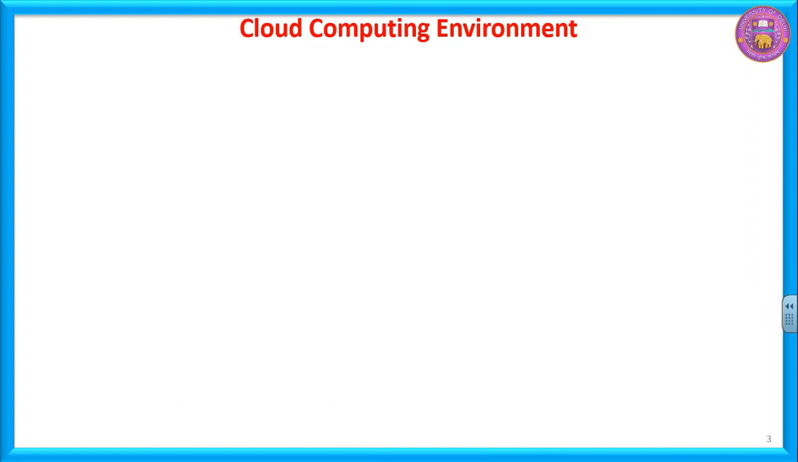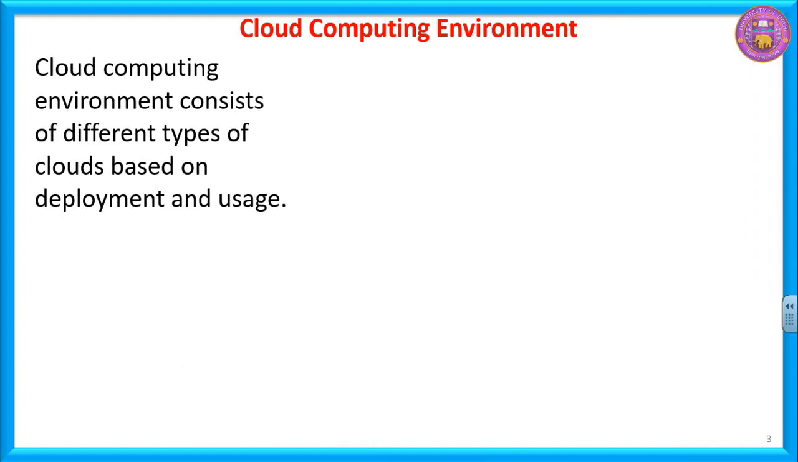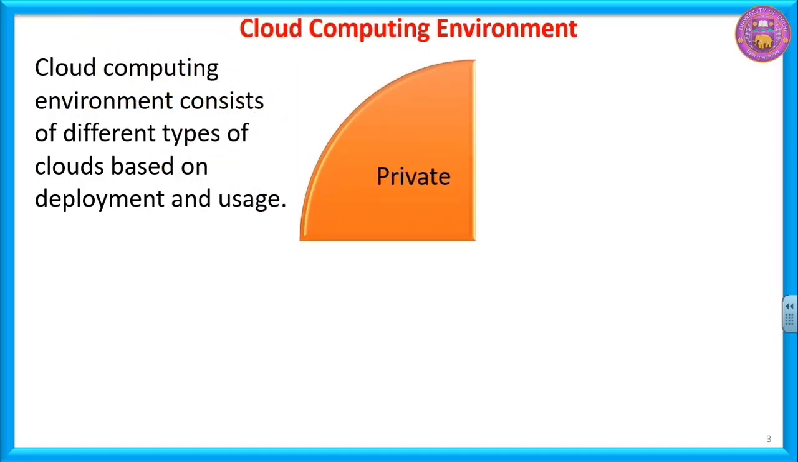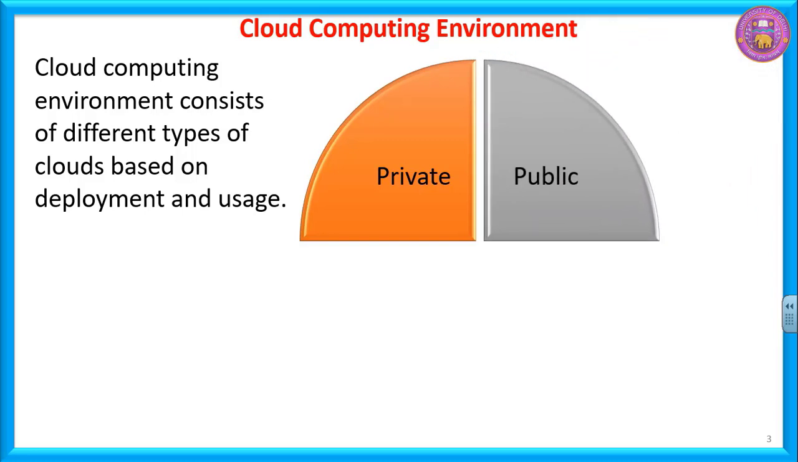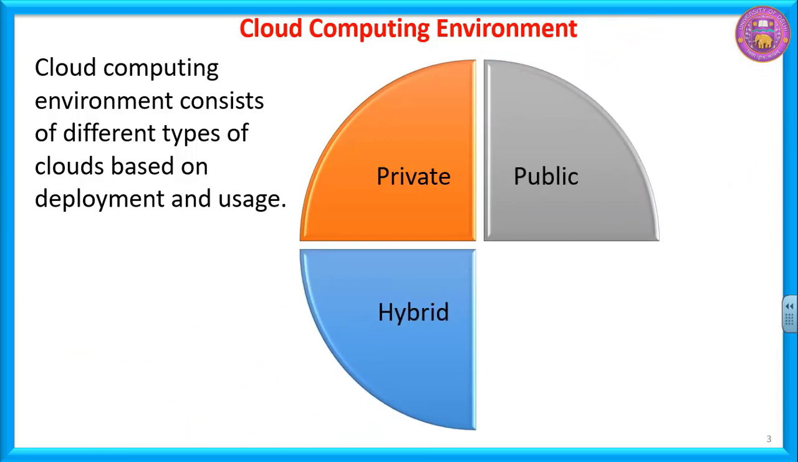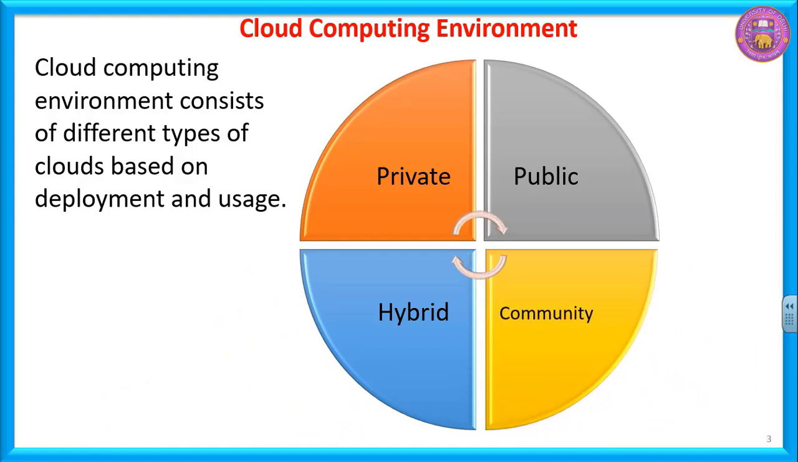Cloud computing environment. Cloud computing environment consists of different types of clouds based on deployment and usage. Basically, we can find that there are four types of cloud. The first one is private cloud. The second one is public cloud. The third one, hybrid cloud. And the fourth one is community cloud. These are the four types of clouds. But in this particular video, we will talk only about private cloud.